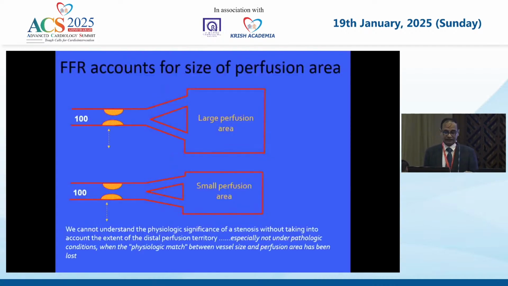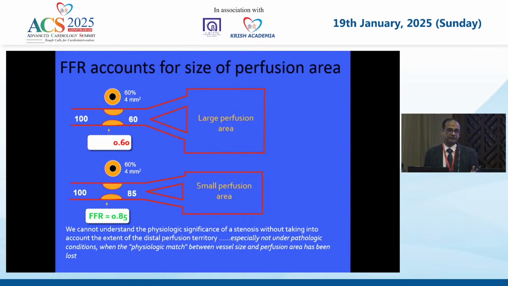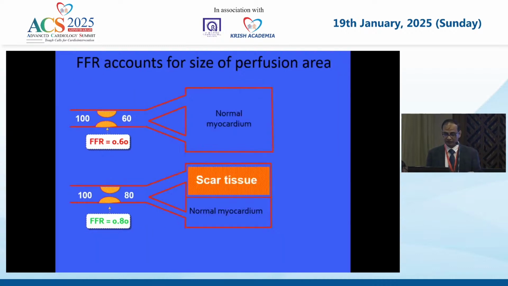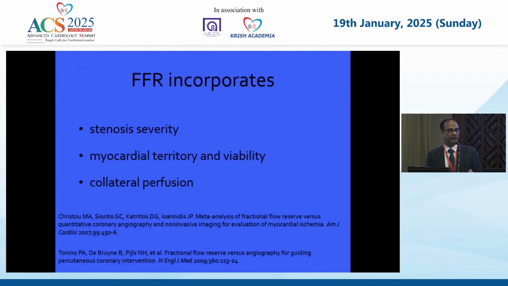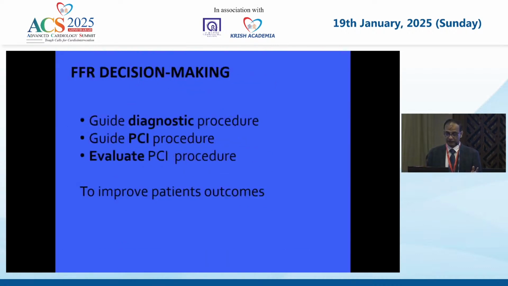It also accounts for the size of the perfusion area. The same severity of stenosis, which looks like 60%, in a large perfusion area gives an FFR of 0.6. The same stenosis severity, which looks like 60%, in a small perfusion area gives an FFR of 0.85. So this accounts for the difference in perfusion areas, not just what we see as stenosis. And also in case there are collaterals in the same territory. So this accounts for stenosis severity, myocardial territory and viability, and collateral perfusion.